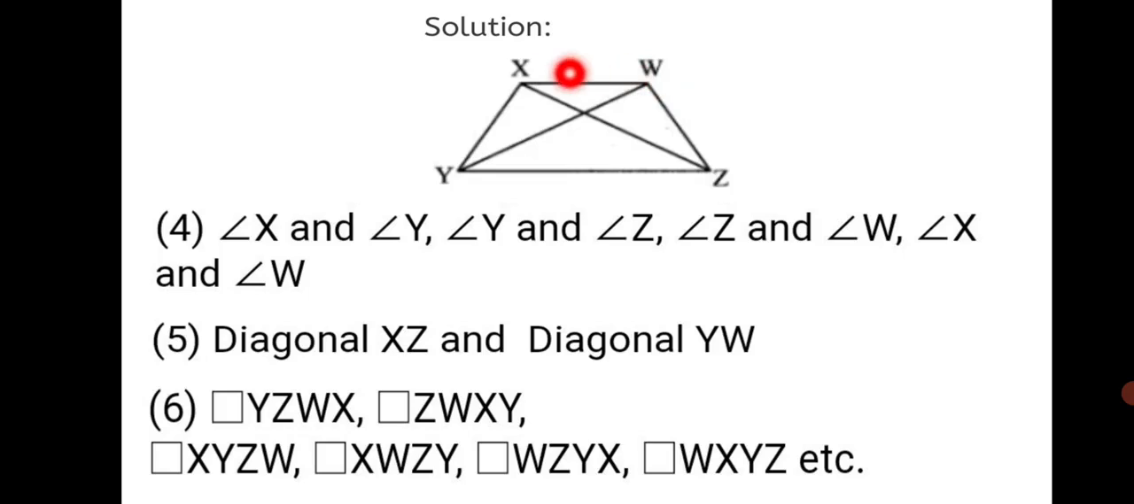Fourth, quadrilateral X, W, Z, Y. Quadrilateral W, Z, Y, X. Quadrilateral W, X, Y, Z. So you can take a particular vertex, write in clockwise or anti-clockwise and show as many names as you want. So 6 names of a quadrilateral are mentioned here. So this way we have completed question number 1.